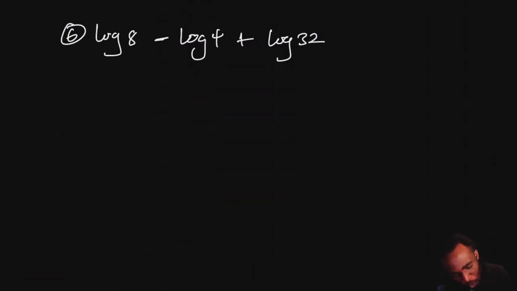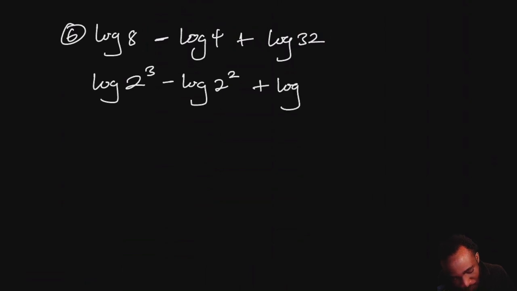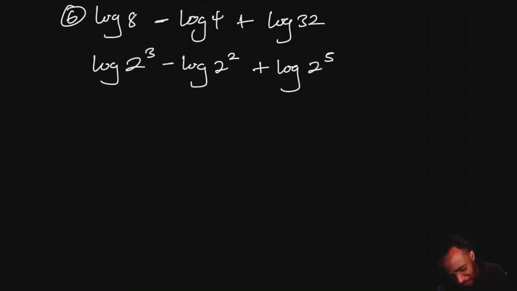So what do we have to do now? We have to find out how many times 2 can multiply itself to get 8, how many times 2 multiplies itself to get 4, and how many times 2 multiplies itself to get 32. And in this case, it's going to be simplified to log 2 raised to the power 3, because 2 multiplies itself 3 times to get 8, and minus log 2 raised to the power 2, because 2 multiplies itself 2 times to get 4, and you're going to have plus log 2 raised to the power 5, because 2 multiplies itself 5 times to get 32.